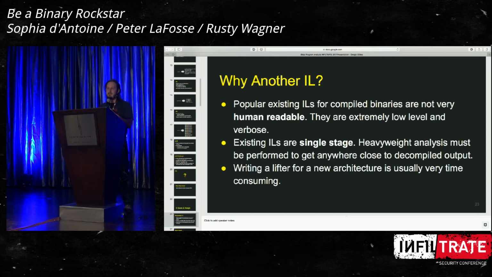Also, the existing ILs are single stage. What this means is there's exactly one representation of the IL. So with the existing ILs, it doesn't matter what kind of analysis you're trying to do. It's always in the same form. And sometimes they're doing low-level questions like stack analysis, and sometimes they're trying to answer more high-level things like, what is this memcpy here doing? So we want to do something with a multi-stage IL. Also, writing a lifter for new architectures tends to be pretty tedious and difficult in a lot of other ILs, and we want to create tools to make it much easier to lift.